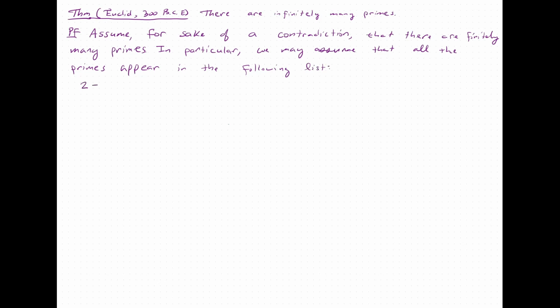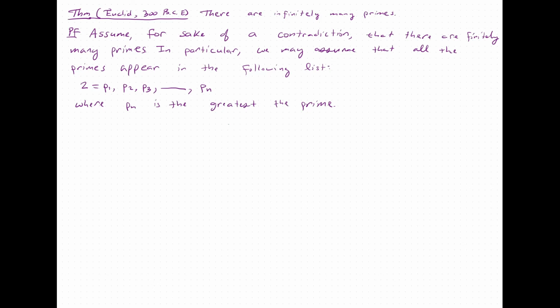So we have 2, which I'm going to label as p sub 1, the first prime. Then we can take 3, which I'm going to label as p sub 2. We have 5, which is the third prime, p sub 3. And we can continue in this manner until we get to some p sub n, where p sub n is the greatest prime. And so we have our list of prime numbers.